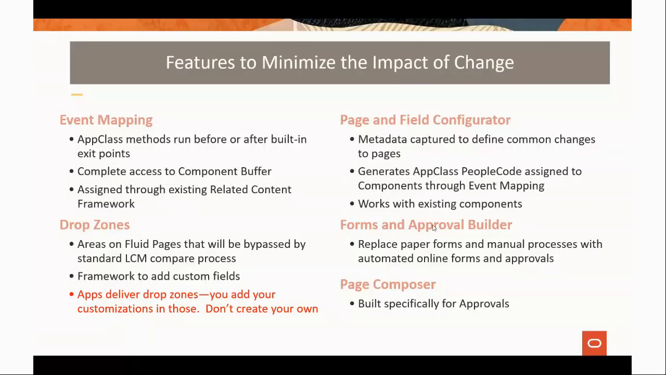It's assigned through the related content framework, which has been around for a while. Event mapping was introduced in 8.5.5, and we've been enhancing it every release since. In 8.5.6, we introduced quite a few more events where you can apply event mapping, and again in 8.5.7 and 8.5.8.